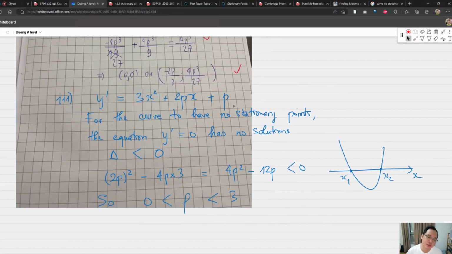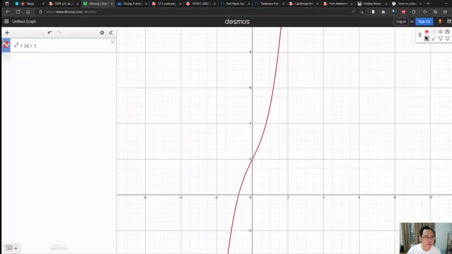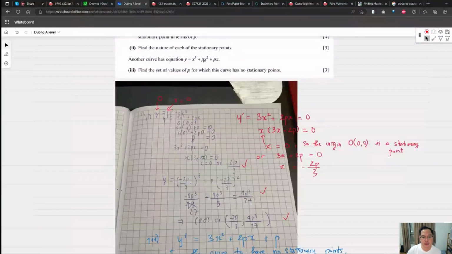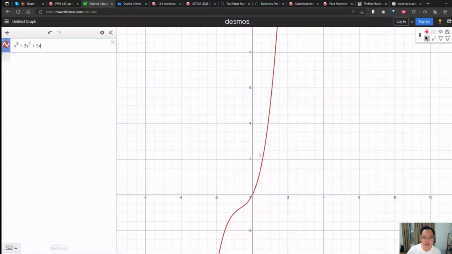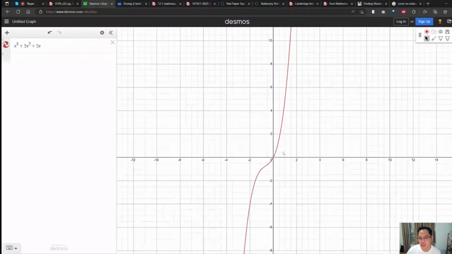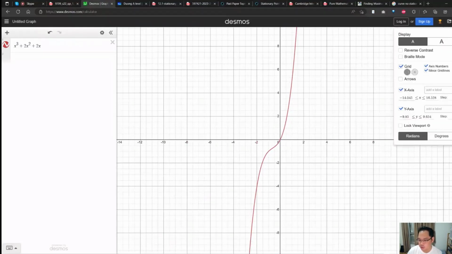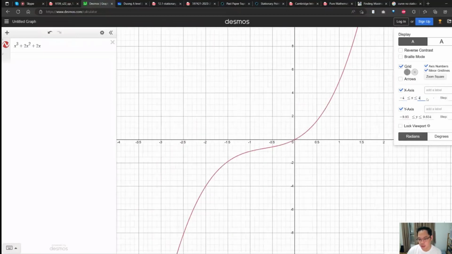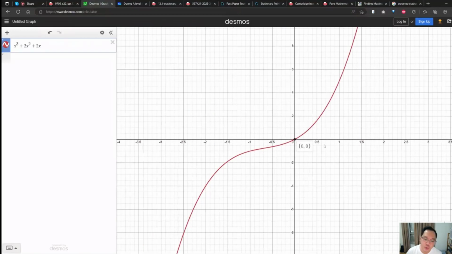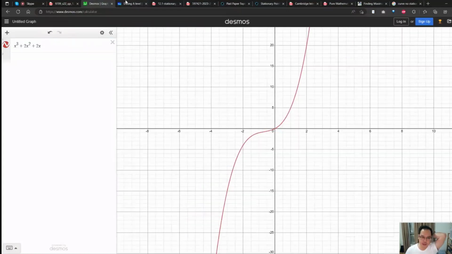Let's plot this graph on the Desmos graphing calculator to see how it looks with a value of p greater than 0 and less than 3, for example 2: x cubed plus 2x squared. So this is a function whose graph has no stationary point. Let me adjust this from -4 to 4 here. There is absolutely no point through which the tangent is horizontal.